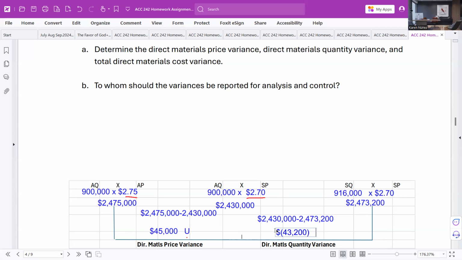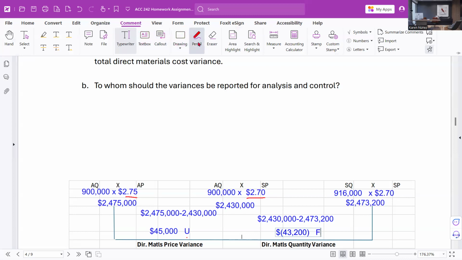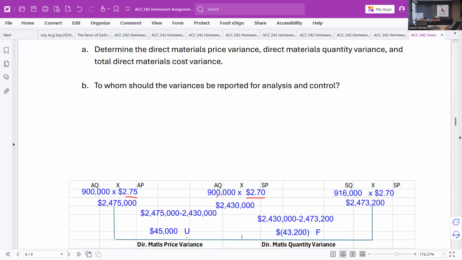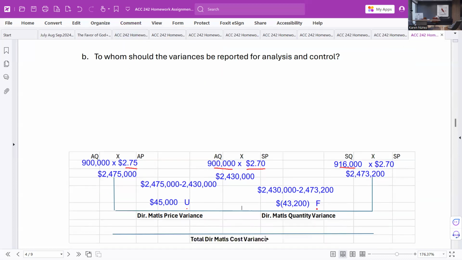And again, that is a favorable variance. And again, it is favorable. Why? Well, because they use less. The quantity was less than the standard allows for. They use 16,000 fewer pounds than they should have given the standard, hence a favorable variance. And we want to put it all together and figure out a total cost variance.